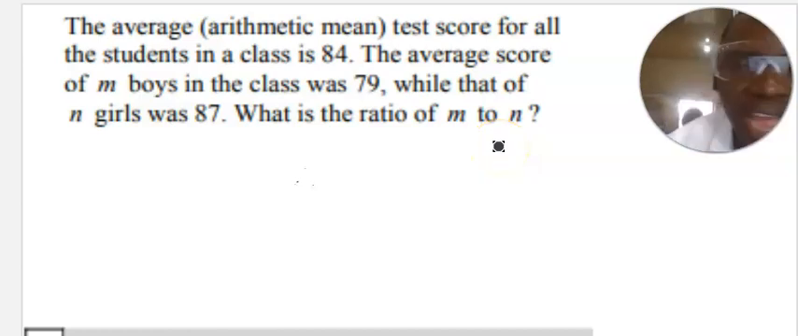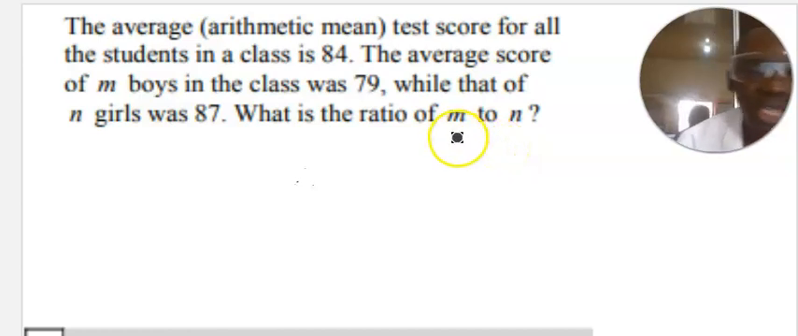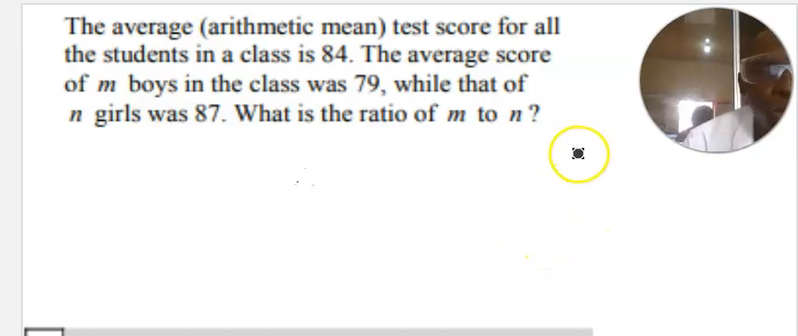Look at this. You say the average test score for all students in the class is 84. The average score of M boys in the class was 79, while that of N girls was 87. So what's the ratio of M to N? Alright, so we have two groups right here, and we are given the mean of each group.